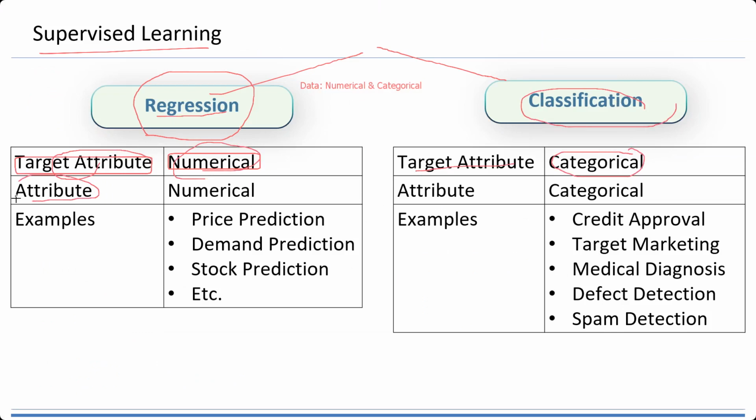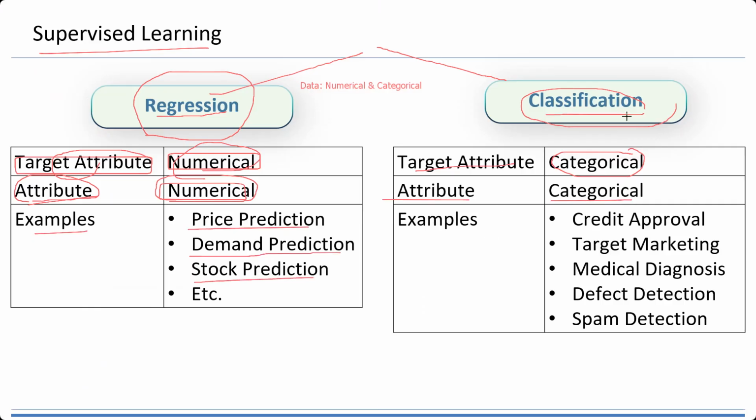How about the attributes? Mostly, I can say the attributes are numerical. Most, it means 대부분, the attributes are numerical. But for classification, most of the attributes are categorical. So we will check later with examples. Examples for regression: we can do price prediction, demand prediction, stock prediction.